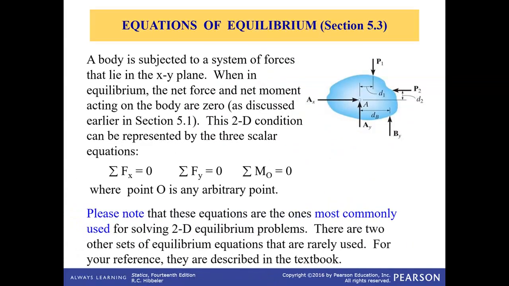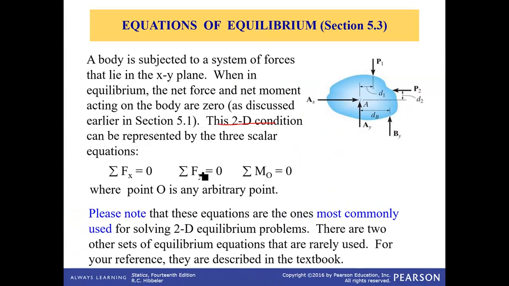Equations of equilibrium in two dimensions specifically are these three equations, where the sum of moments about O can be taken about any arbitrary point on the body. It doesn't have to be A, it can be any point as long as the object is in equilibrium, whether it's point B, C, or D. You can write this equation as sum of moments about B equals 0, or sum of moments about C equals 0, for example. These three equations are the most commonly used equations for 2D equilibrium problems. There are more equations than these, but we don't consider them for the course of statics.